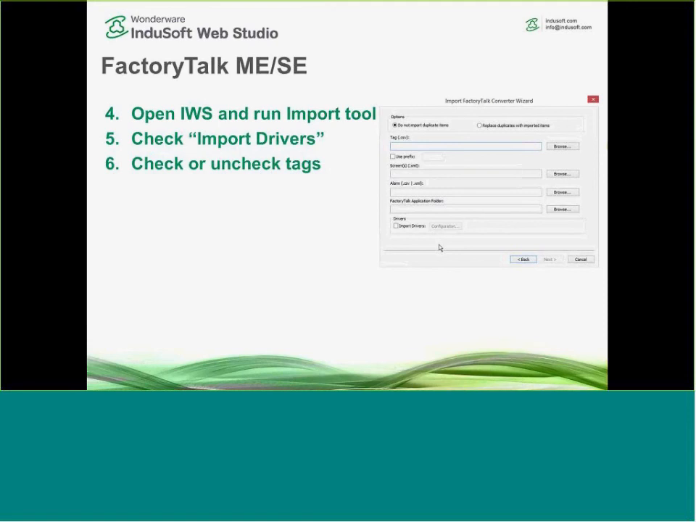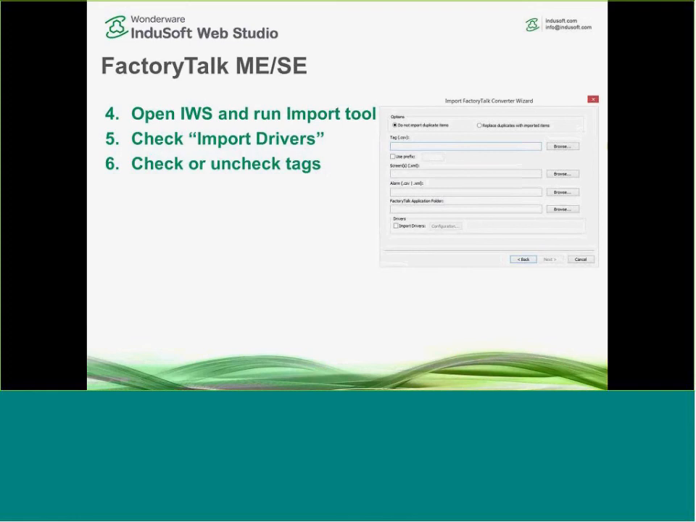But the steps are basically you point where you've exported in the previous steps that I just showed, the tag CSV file, so you browse to that. And then also similar to the PanelBuilder application that I just showed, you can use a prefix and put a prefix in front of those tags. So again, it could be like PLC 0 or Station 1, and that way you can combine multiple applications.